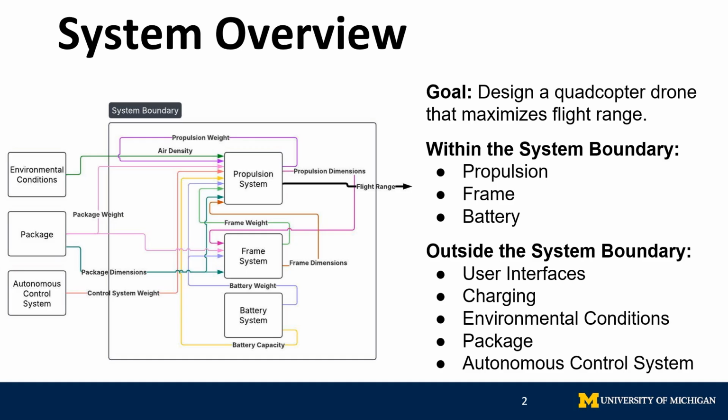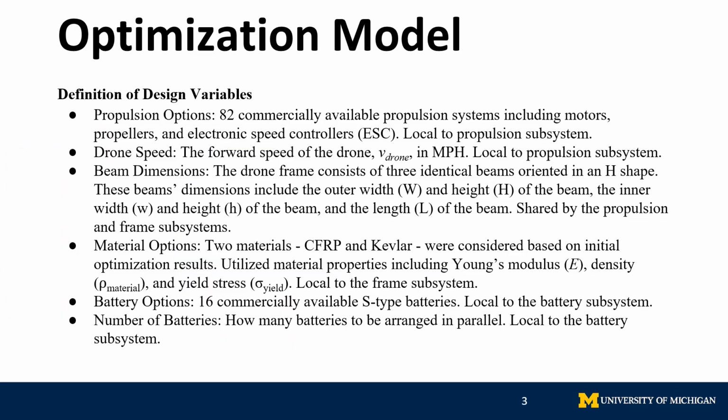There are several coupled variables: propulsion dimensions, propulsion weight, and frame dimensions, as well as several shared variables: package weight, package dimensions, and battery weight. The design variables considered in this optimization include 82 different propulsion combinations, the forward speed of the drone, the dimensions and materials which make up the structural beams, 16 different battery options, as well as how many batteries will be on board the system.